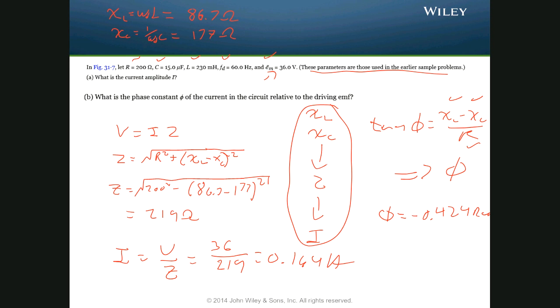So omega d, right? The driven omega is equal to 2 pi times the frequency driven. So that's going to be equal to 2 pi. Frequency driven is given right here, right? So that's going to be equal to 120 pi.